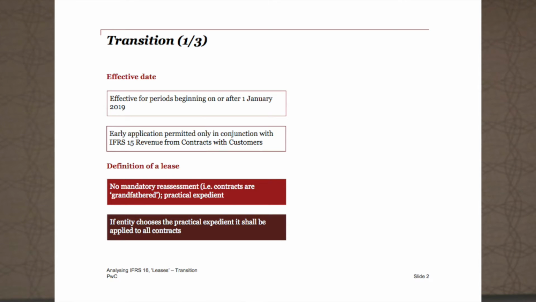IFRS 16 allows some practical expedients in terms of transitioning to make it easier for preparers to do so. The first one is in regards to grandfathering what is or isn't considered a lease. So for example, entities do not need to reassess if they determined that something was a service under IAS 17 and IFRS 4 in the past, that can remain a service when they move to IFRS 16. Should they do this, they need to do that for all contracts. They're not able to pick and choose which contracts they reassess in terms of meeting the definition of a lease.